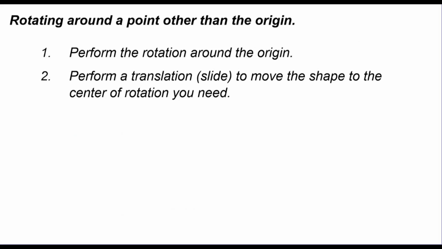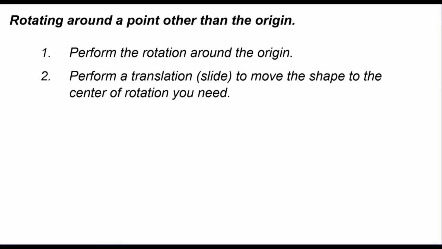Now, the other type of rotation that we're going to do is rotating around a point other than the origin. What if I wanted to rotate it, but I didn't want to use the origin as my center of rotation? What if I wanted to use one of the vertices of the shape to rotate it around? Well, this is a little bit more complex. So we're going to do it in 2 steps. We're still going to perform the rotation around the origin like we would, but then we're going to take the shape and perform a translation.